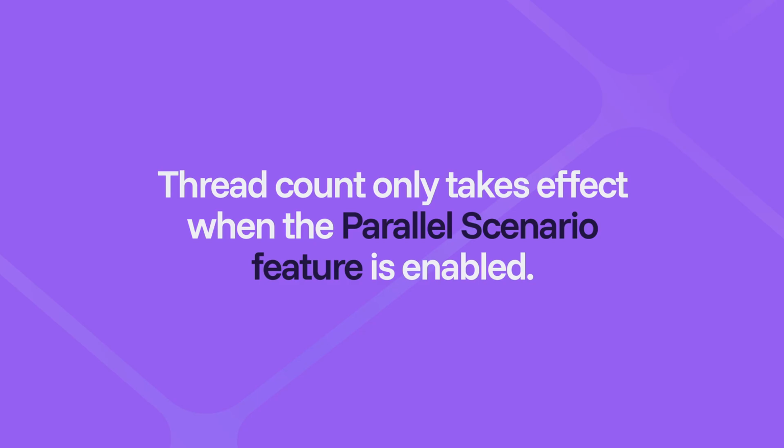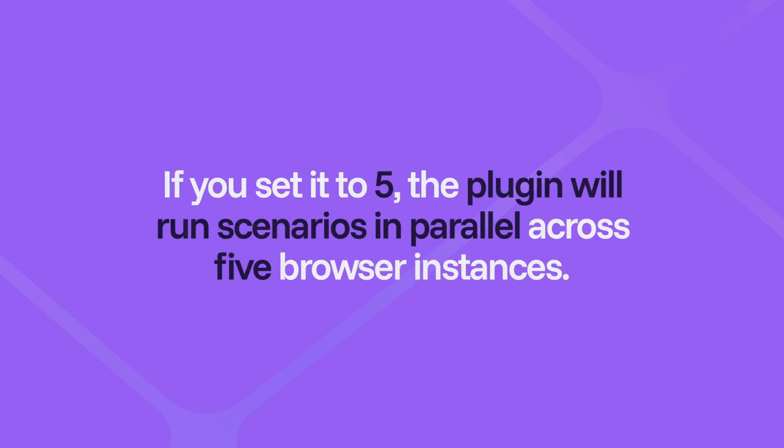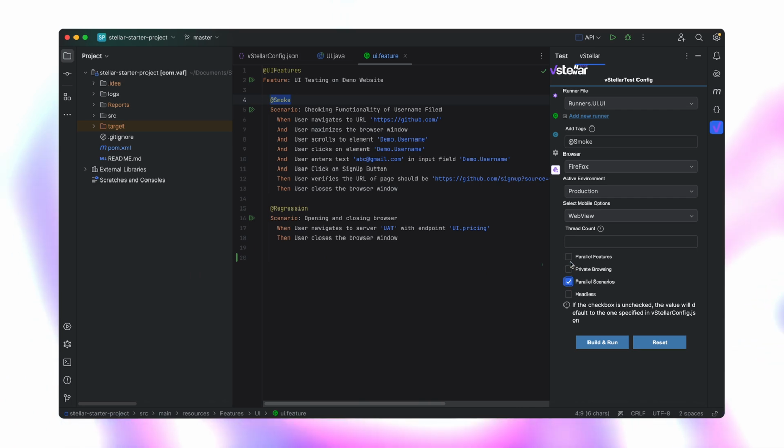Note that thread count only takes effect when the parallel scenario feature is enabled. For example, if you set it to 5, the plugin will run scenarios in parallel across 5 browser instances. You also have the following additional options: parallel features, private browsing, parallel scenarios, and headless mode. If you leave these options unchecked, the system uses default configuration values present in the vStellar config file.